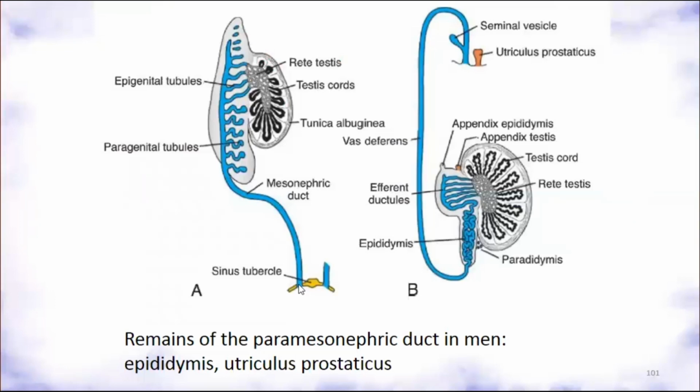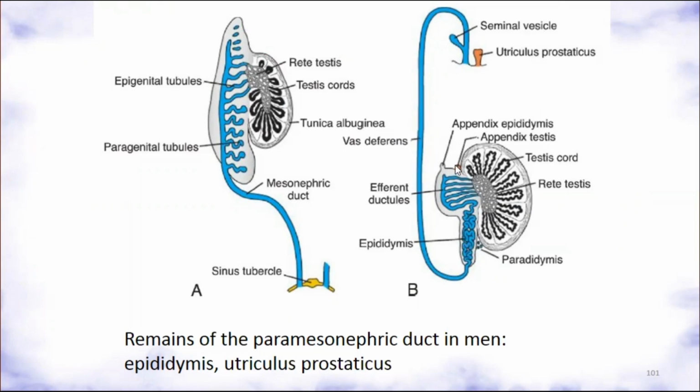Later it will be opened in the urinary bladder, and then it will be opened in the urethra. Later we will see what will happen. And also there are remains of the female paramesonephric duct in men. We know that some male embryonic structures remain in the female organism, and the same thing happens in the male organism.